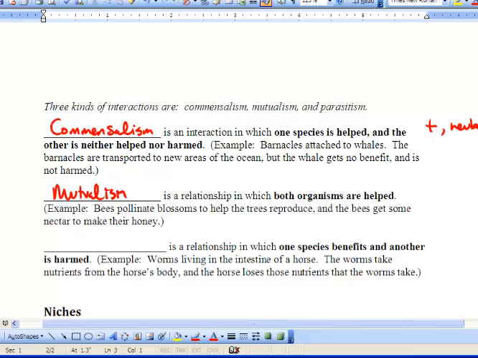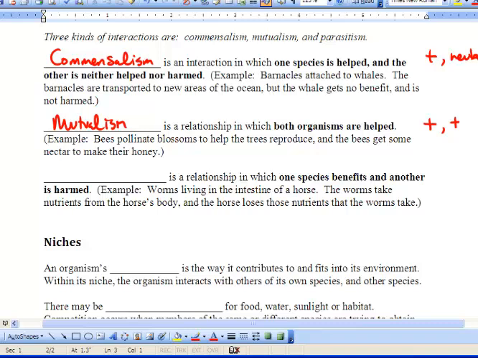Next we've got mutualism. And mutualism is a relationship when both organisms are helped. All right? And so bees pollinate blossoms to get trees to produce, and bees get some nectar to make their honey. So it's a positive thing. It's like when you're in a relationship with somebody and it's a mutual relationship, it means both people are benefiting from that relationship.